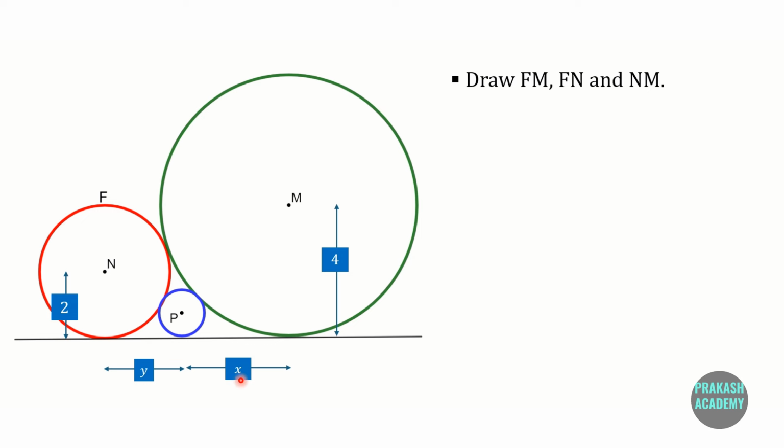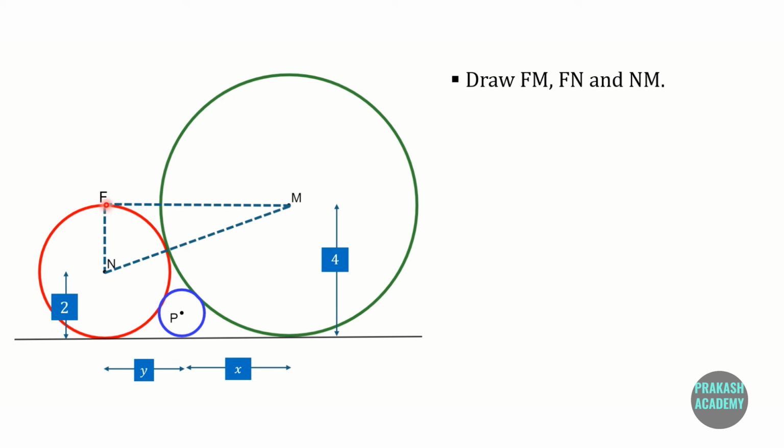So I know x in terms of r and I know y in terms of r. But we have to find r. So I have to relate x, y and small r. For this purpose, let us draw F M, F N and N M. This is the topmost point of this circle. And this diameter of this circle is 4 unit, which is equal to radius of this circle. This is equal to 4 unit.